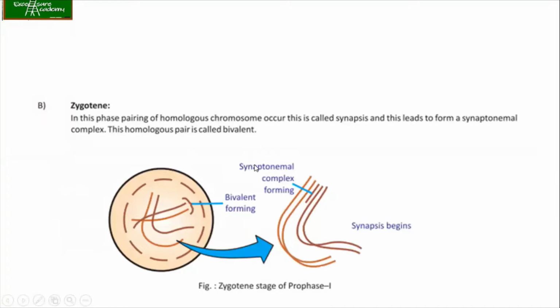Zygotene. In this phase, pairing of homologous chromosomes occurs, and here synapsis happens. So what is synapsis? Where homologous recombination is taking place. So one chromosome coming from mother and the another one coming from the father is there. So then here in between the 2 arms of the different non-sister chromatids, it is taking place. Okay.